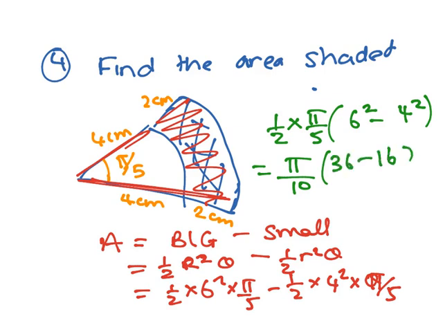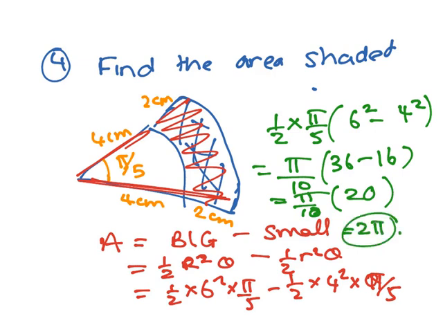That's 36 minus 16, pi on 10. 36 minus 16 is 20. So this is going to actually be 2 pi, that area. So it's 2 pi centimetres squared, because 10 goes into 20 twice, and 2 times pi is 2 pi.